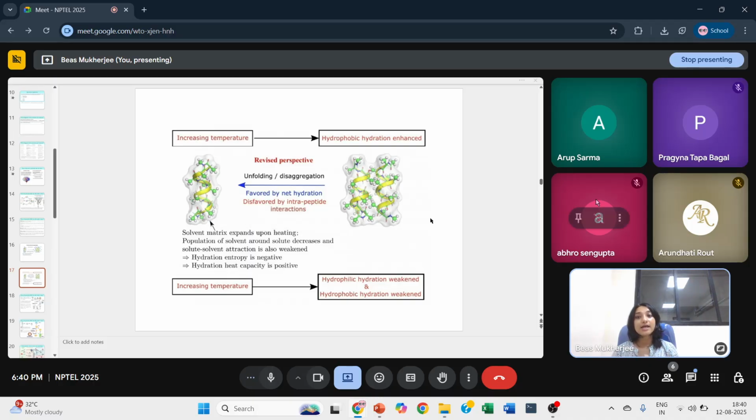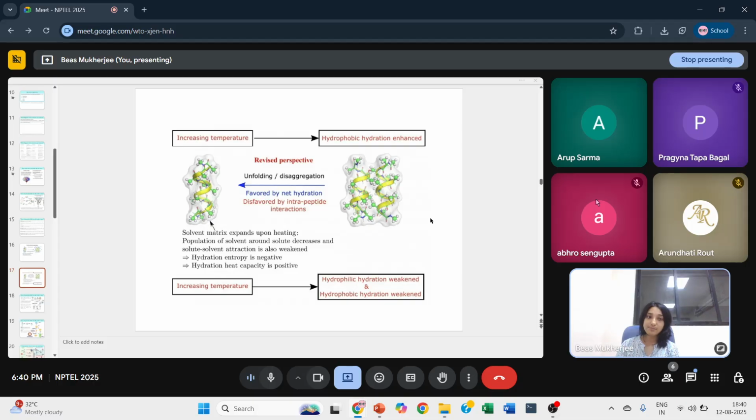The solvent matrix expands upon heating, the population of solvent around the solute decreases, and the solute-solvent attraction is also weakened. Hydration entropy is negative. Hydration heat capacity is positive. So with increasing temperature, hydrophilic hydration is weakened and hydrophobic hydration is weakened. This is something very important, and you can read it from the materials that I have provided. Right, so that is the thermodynamic aspect of protein folding.